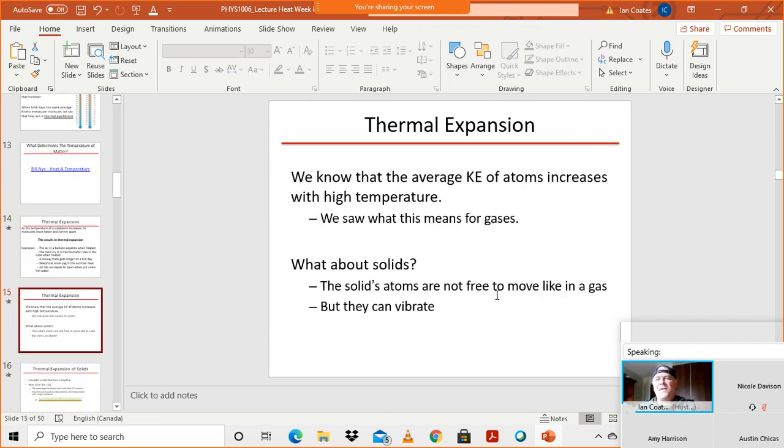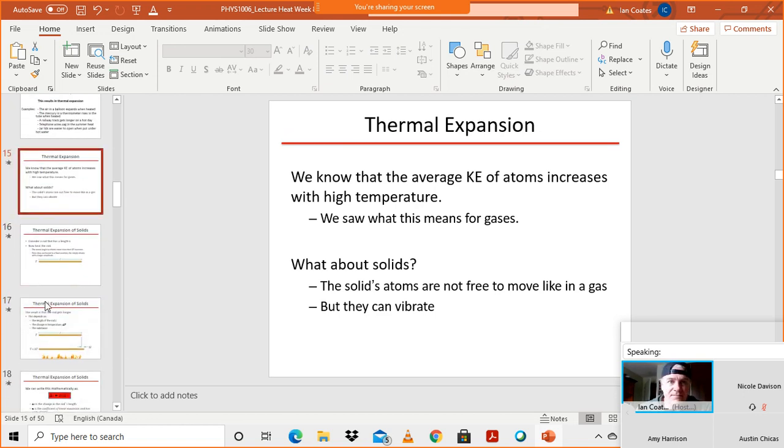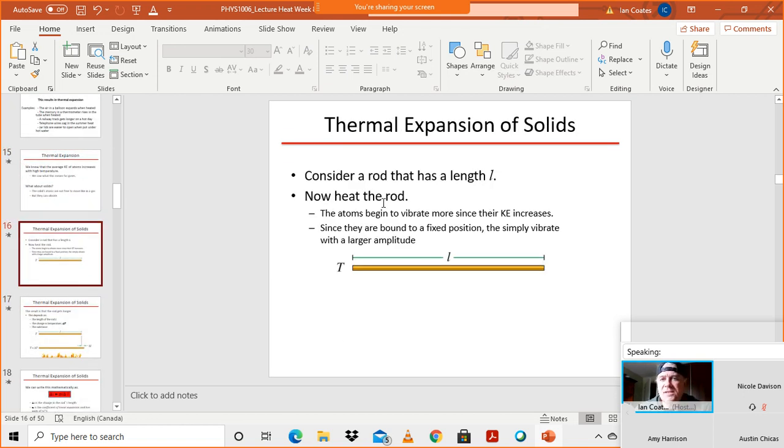We know that the average kinetic energy of atoms increases with high temperature. But what about solids? The atoms in solids are not free to move like a gas, but they can vibrate. So consider this rod here. This rod has a length L. Now we heat the rod.